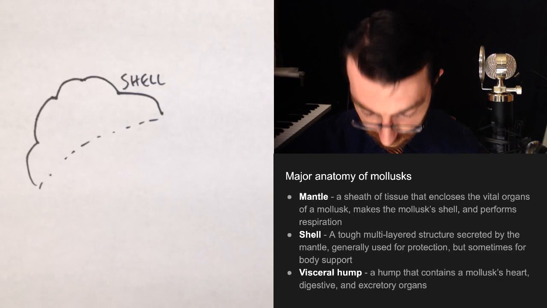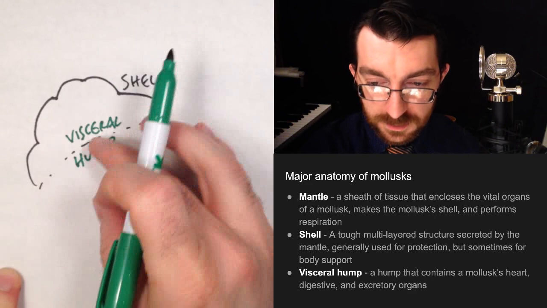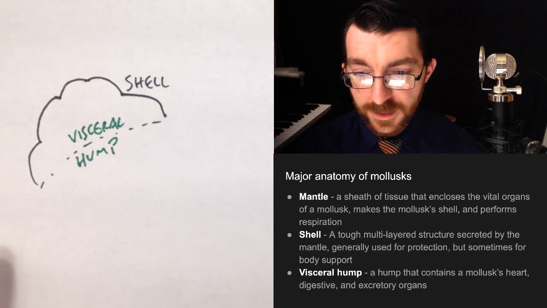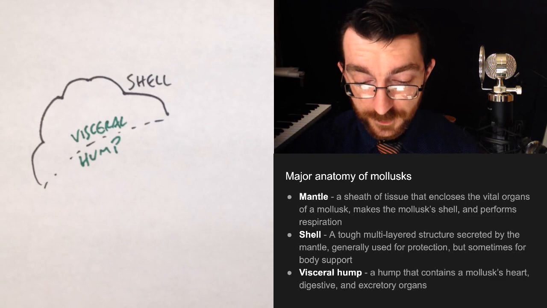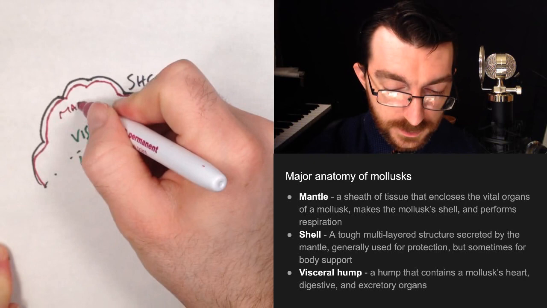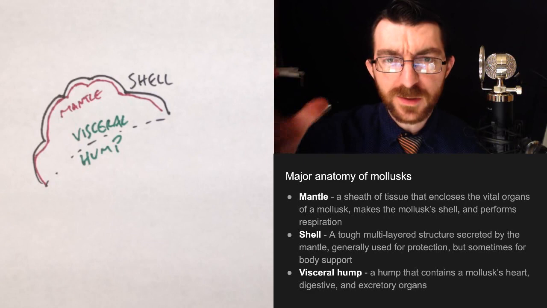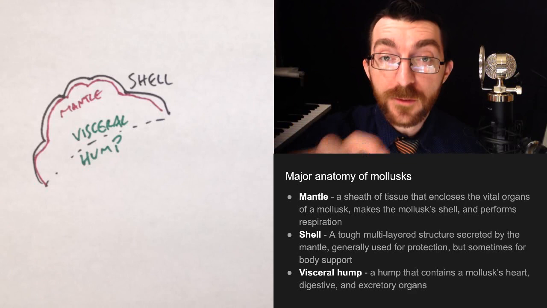So the visceral hump is this tissue that's here. It's where the heart, digestive, and excretory organs are. And the mantle is basically the surface of it. Okay, so if you were to go underneath of the shell, first of all, don't do that. That's the snail's personal space. But if you were looking underneath the shell, like you could take off a hat, you'd see the mantle, which is the surface of the visceral hump.